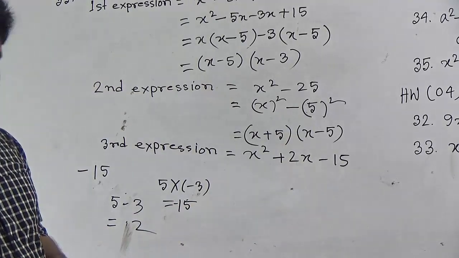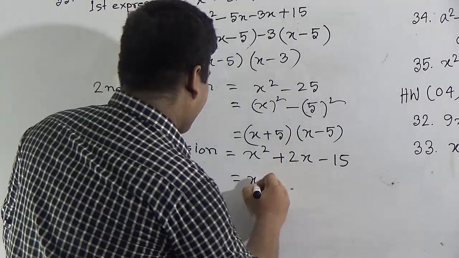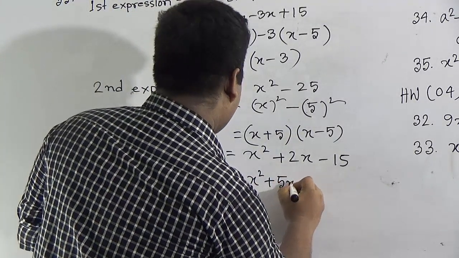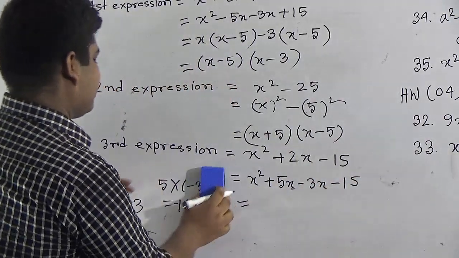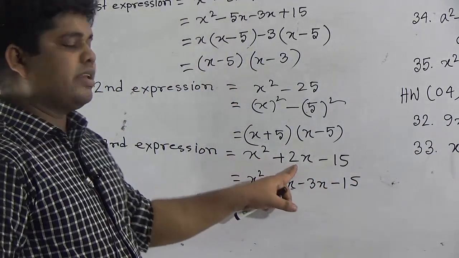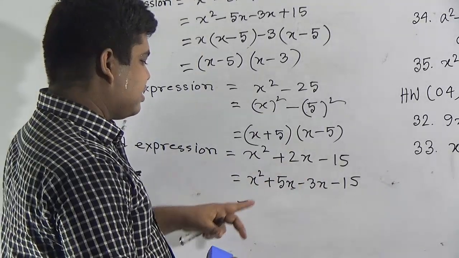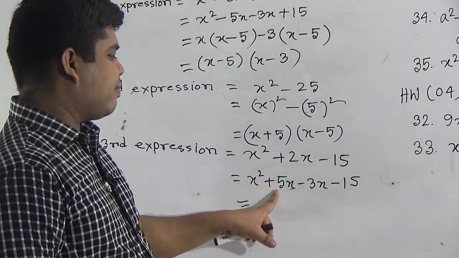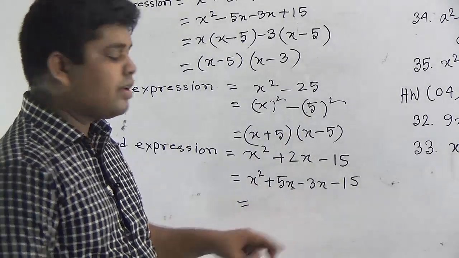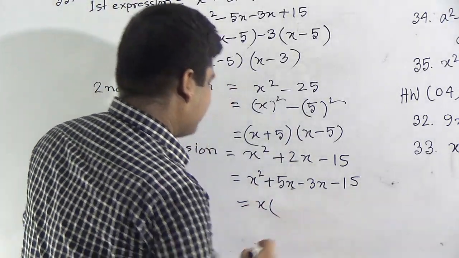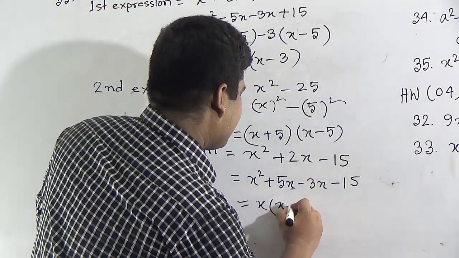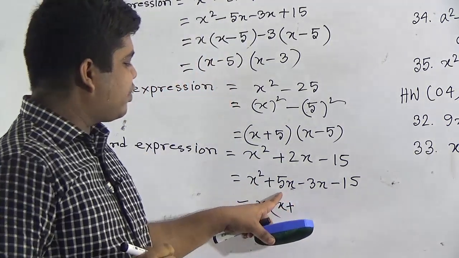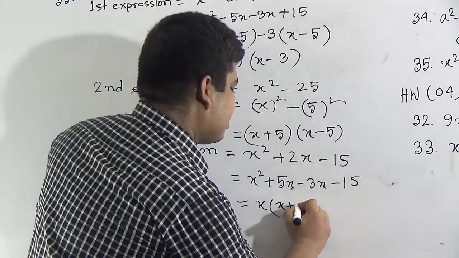I hope you understood. Then x square plus 5x minus 3x minus 15. I hope you understood how to break the middle term of this expression. Now we take common from x square plus 5x. Which term is common? Yes, x is common. Now we divide x square by x and we get x. This plus sign is here. If we divide 5x by x, we get 5.